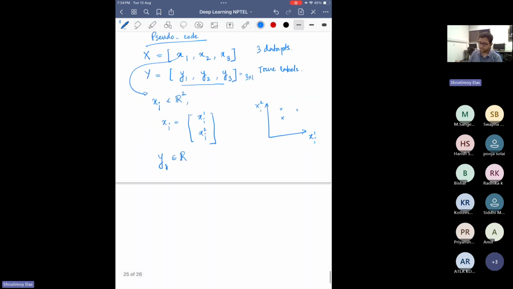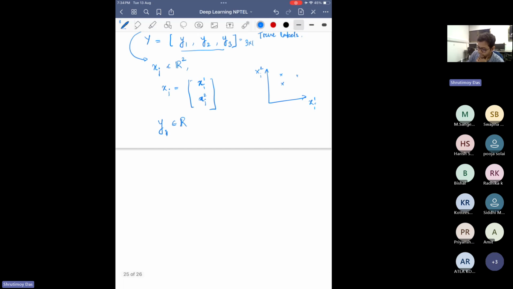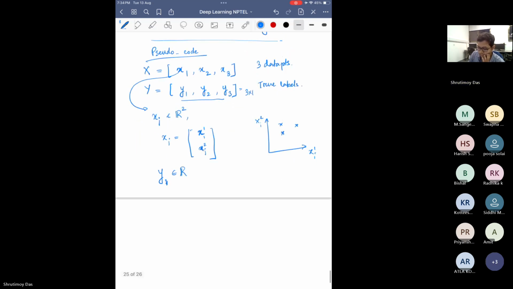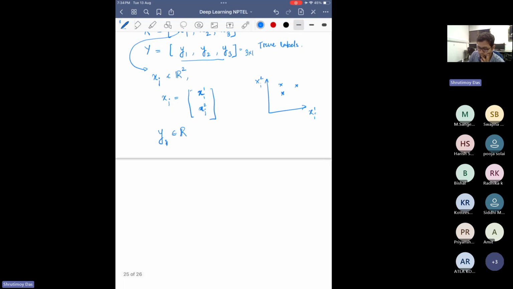Now let me design a neural network for this. So now my input dimension is 2. For the first layer, the input layer, how many neurons do I have? No, I have 3 different data points, but each data point is two-dimensional. I have 3 points, but each point is two-dimensional. So what should be my input dimension? Because for each data point, I will pass.